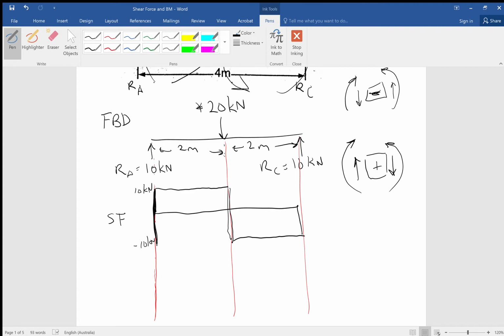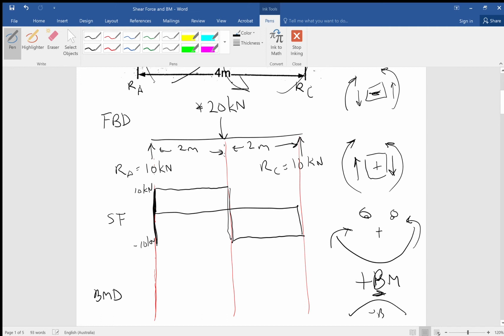And now we need to do our bending moment diagram. And we know that our beam is going like this. We've already talked in class about when we have a bending moment happening like that, we have a happy face, which means our bending moment is a positive bending moment. If it's sagging, we have a positive bending moment, and if it's hogging, we have a negative bending moment. So that's how you remember that. So we have a positive bending moment for this one.